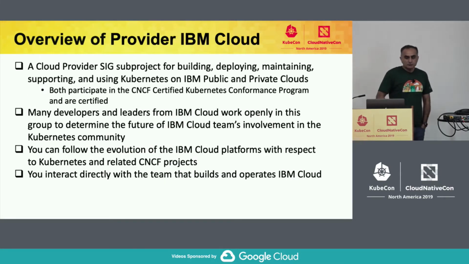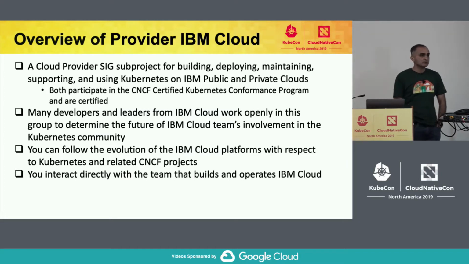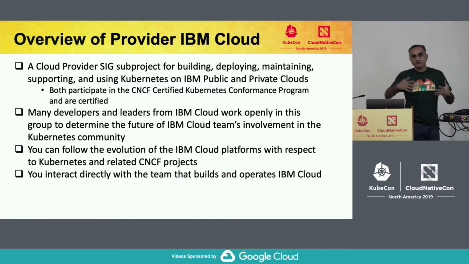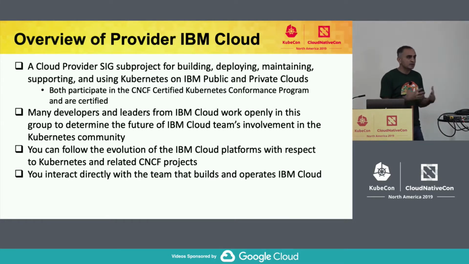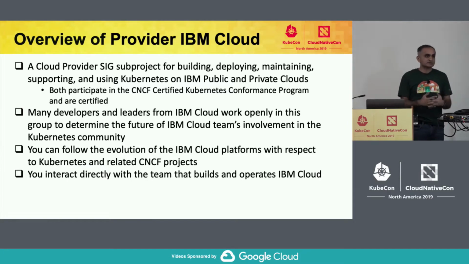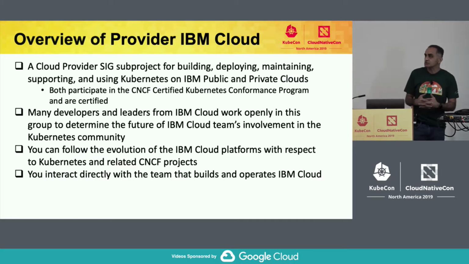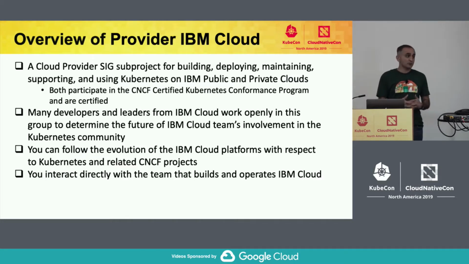So what do we do under this working group or sub-project? Like I said, all these cloud provider SIGs have a similar purpose: how you can build, deploy, and support Kubernetes on a particular cloud. So if you're using IBM public cloud, private cloud, or different cloud providers, how do you create your cluster on their infrastructure? What are the different ways you can leverage the resources a particular cloud provider provides?